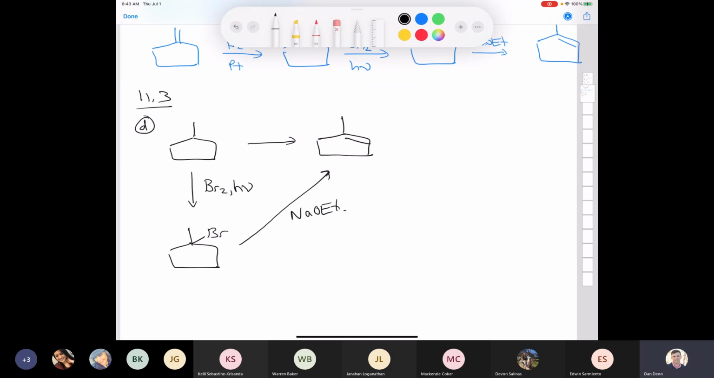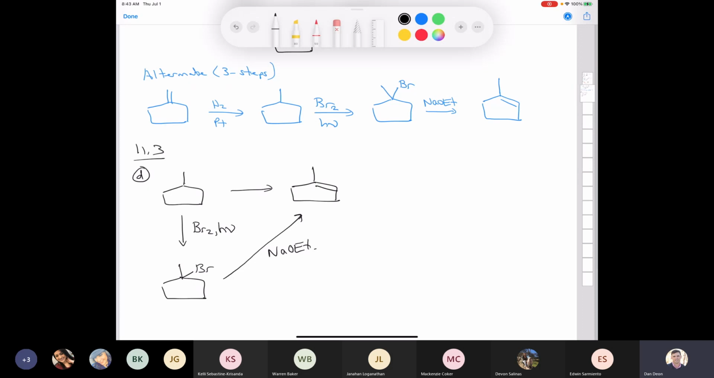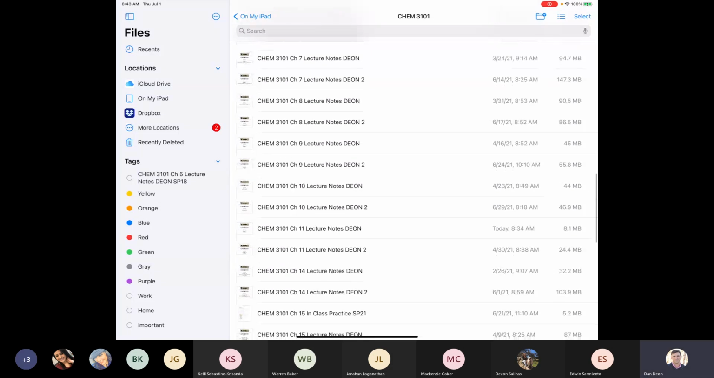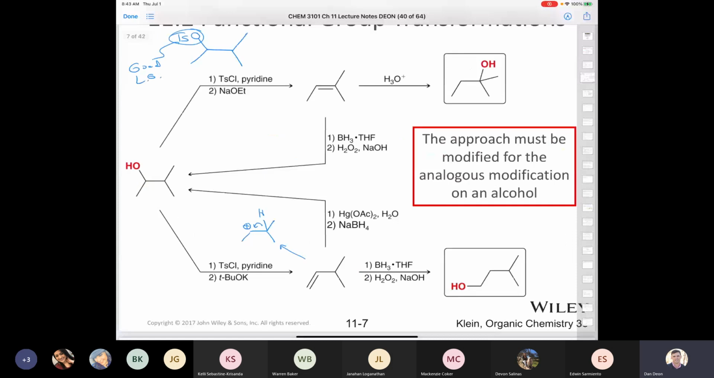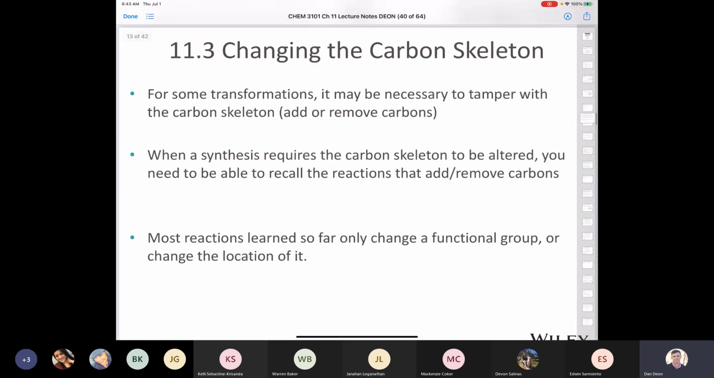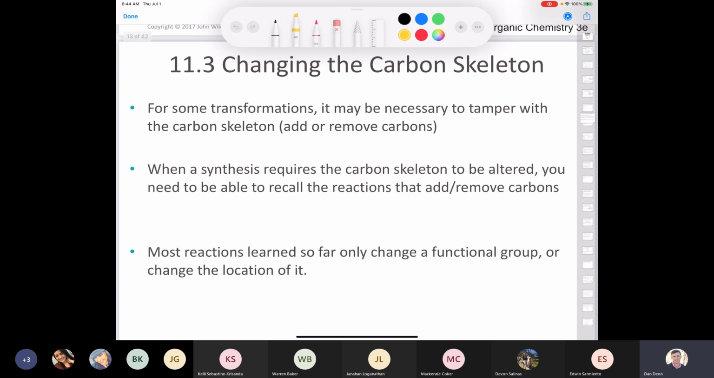Now, something that all of these problems have in common is that none of them had a change to the carbon skeleton, right? We always started and ended up with the exact same number of carbons. And if you think about it, we didn't learn that many ways to change a carbon skeleton. We got a few things for sure, but not a ton. So whenever you're posed with questions where it changes the number of carbons, you got to be able to recall all those reactions that we learned where you add or remove carbons.